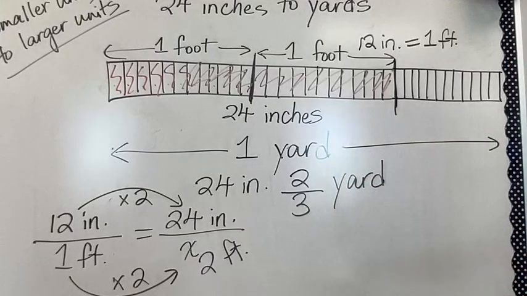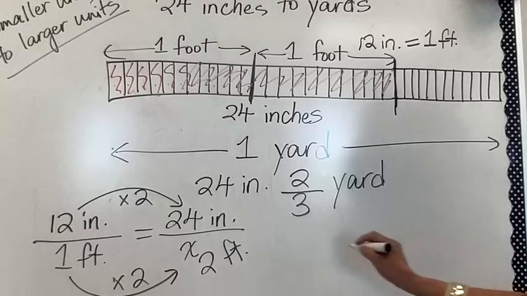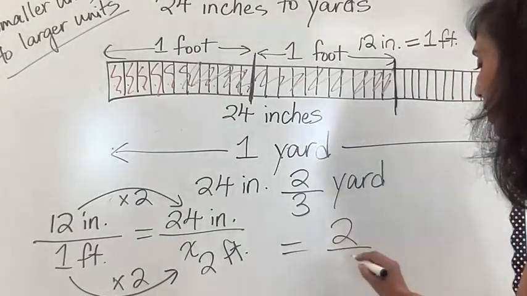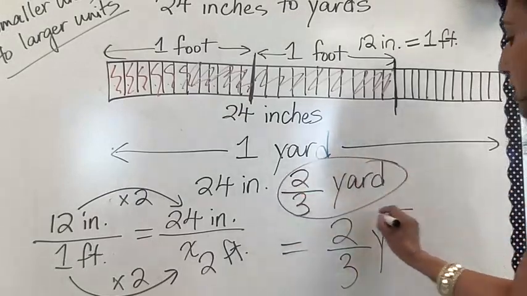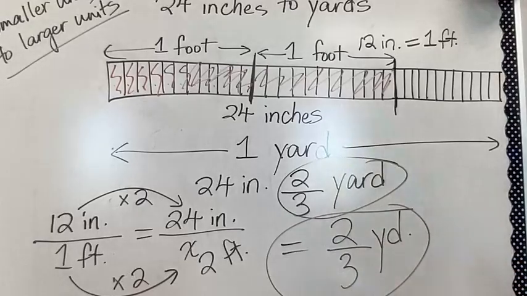So there are 24 inches. So what is my number of yards over here? Once again, because there are 3 feet in every 1 yard, there are only 2 feet. The number of yards is going to be 2/3. Okay, 2/3 yards. So same thing here, doesn't matter how you do it. And so using either method, there are 24 inches in 2/3 yard.